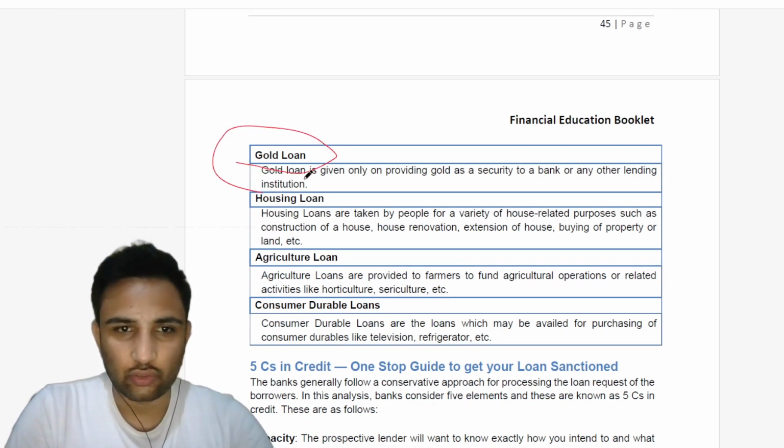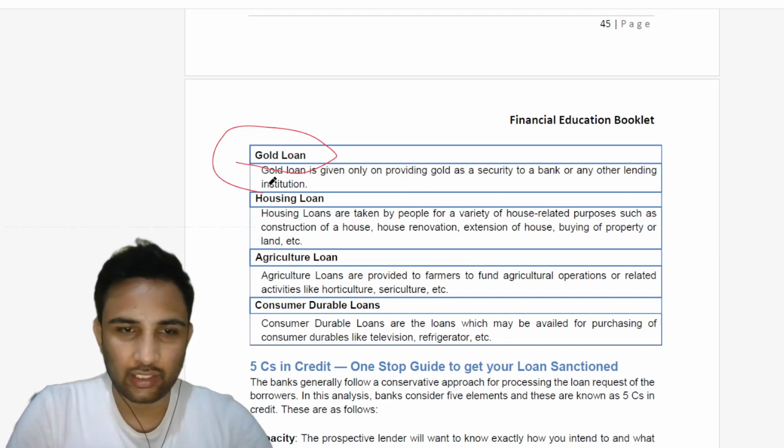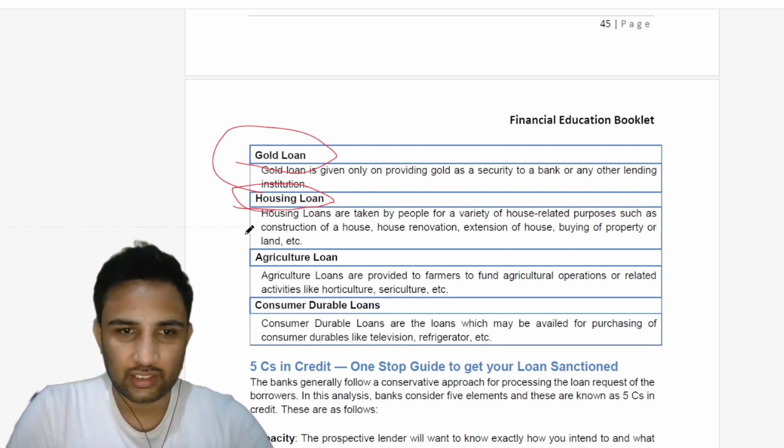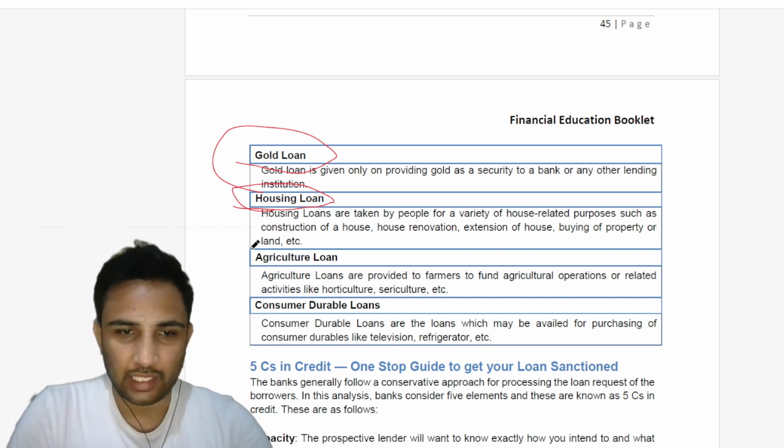Gold loan. Gold loan is given only on providing gold as a security to a bank or any other lending institution. Housing loan. Housing loans are taken by people for a variety of house-related purposes, such as construction of a house, renovation, extension of house, buying of property or land, etc.